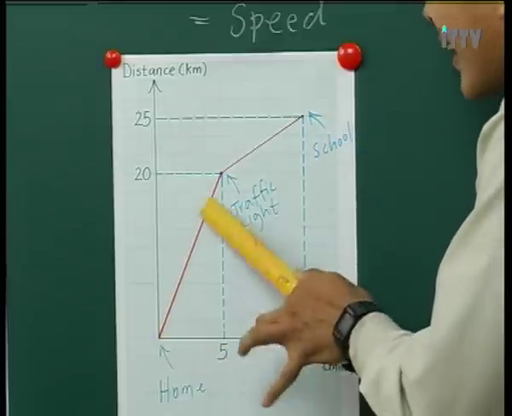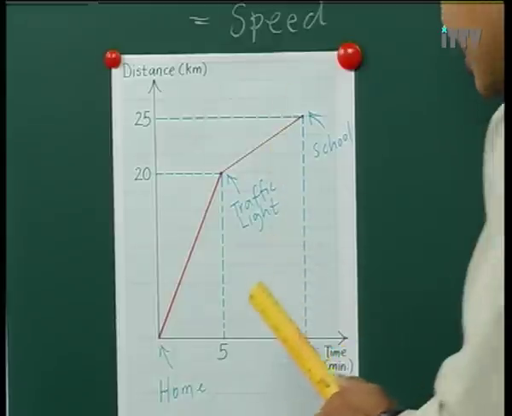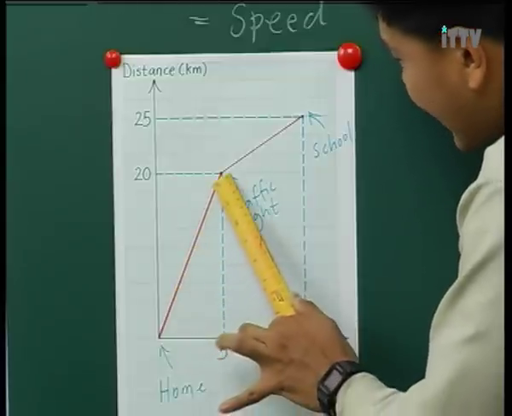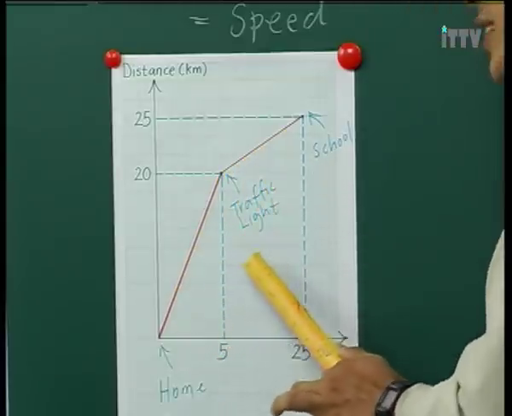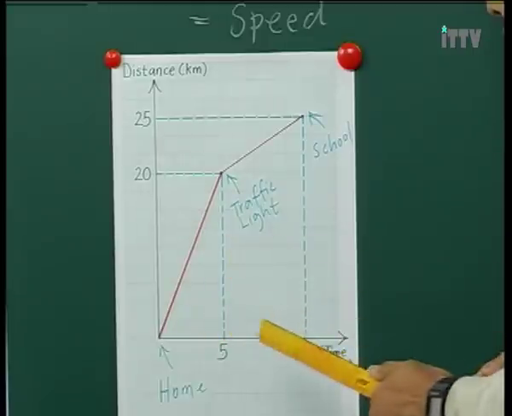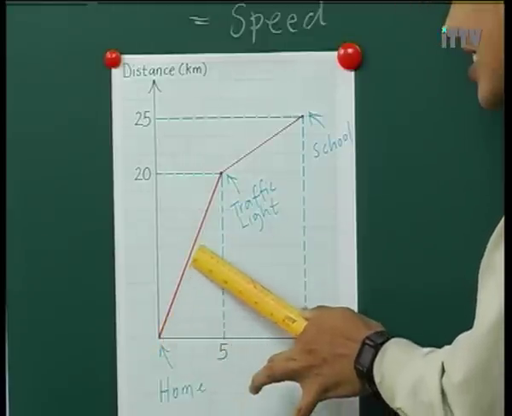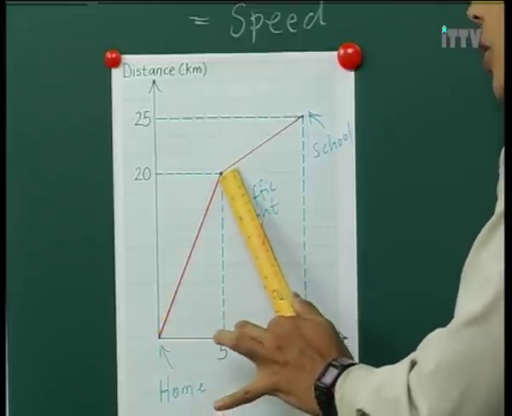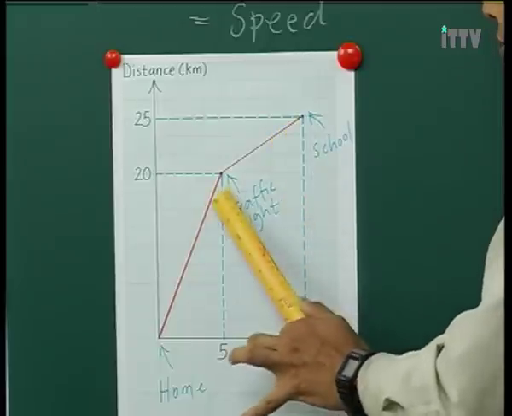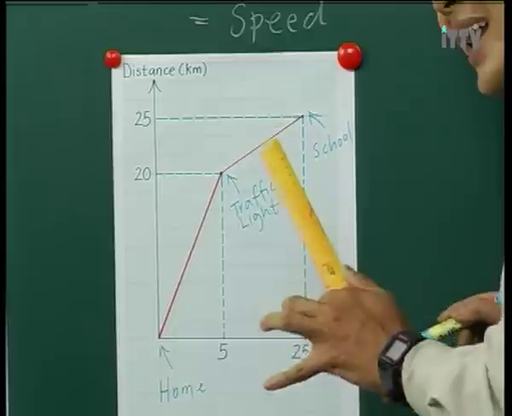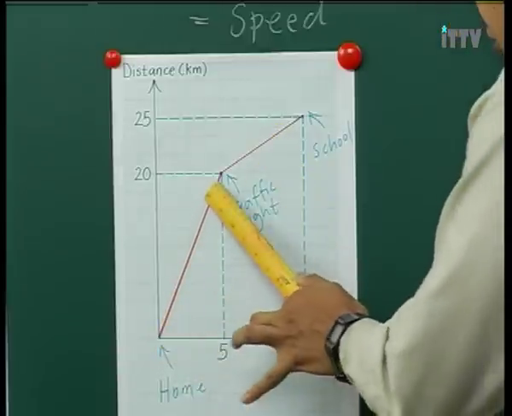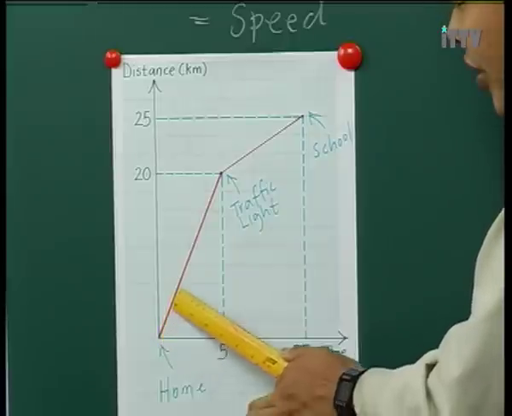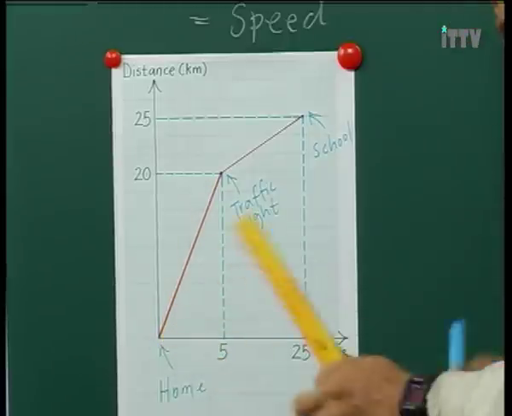Why are the lines slightly different? Because of different speeds. From her home to the traffic light, notice that the gradient is steeper than from the traffic light to the school. This means that her parents drive her faster from home to the traffic light, and then slightly slower, because of a lesser gradient, from the traffic light to school. So always analyze. When you see a positive gradient, remember that you are moving away from your starting point. So that is how you analyze.